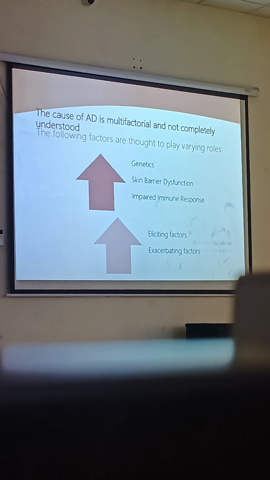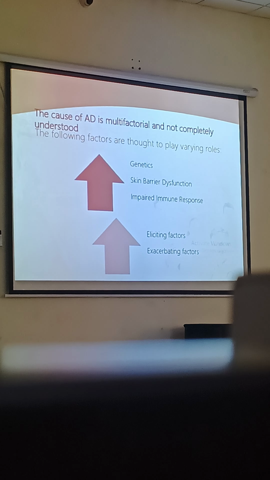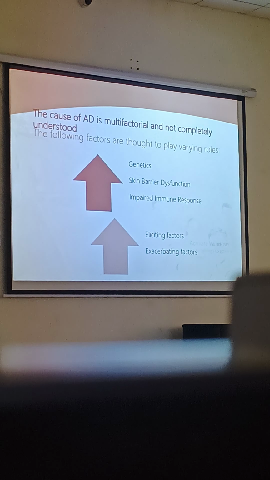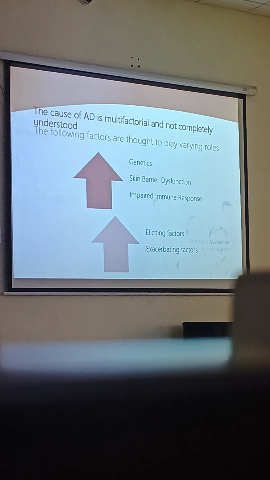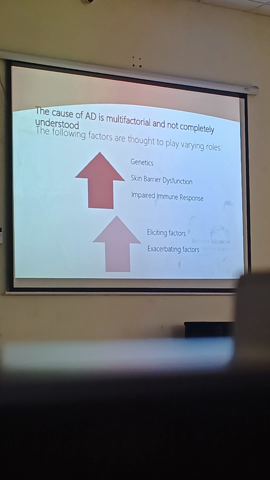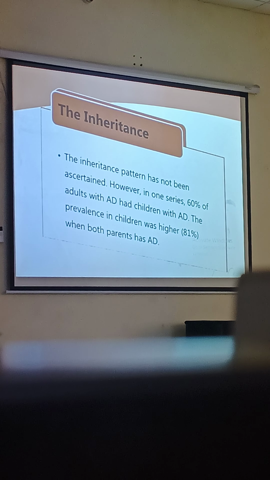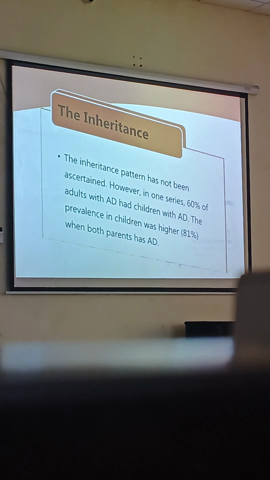The cause of atopic dermatitis is multifactorial and not completely understood, and causes include genetics, skin barrier dysfunction, impaired immune response, eliciting and exacerbating factors. In eliciting and exacerbating factors, there can be food like seafood, nuts, dairy products and eggs, and some pollen grains can lead to allergy. And skin barrier is mainly maintained by the filaggrin gene. And when there is mutation in the filaggrin, then the person has this disease since birth. And inheritance pattern has not been asserted. And atopic dermatitis mainly seen, the prevalence is higher in children whose both parents are affected.